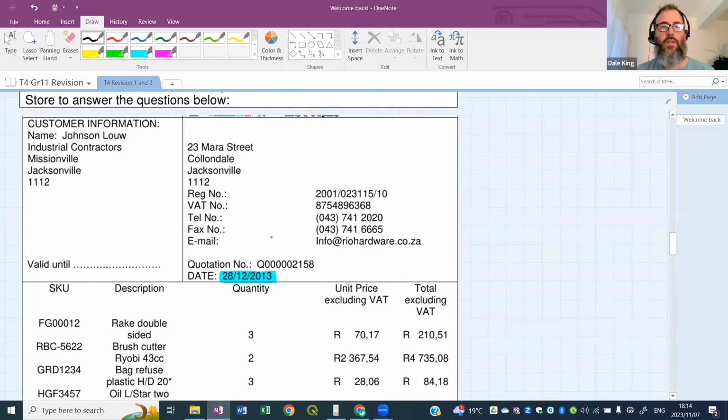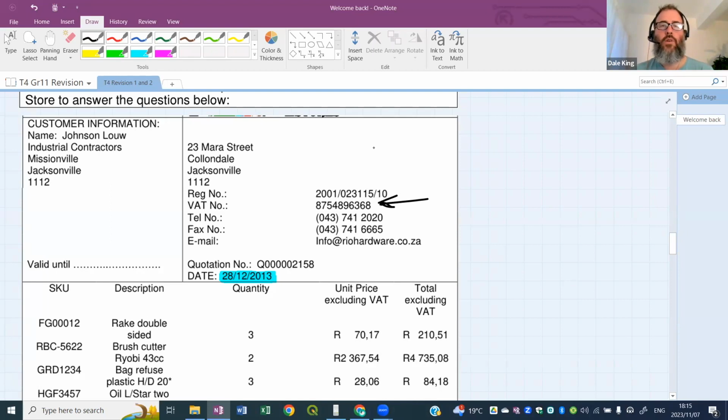This question is mistaken. It's not Johnson's VAT number. It's Rio Hardware's VAT number. So there it is. So this question is mistaken. It's not Johnson's VAT number. It's Rio Hardware's VAT number.